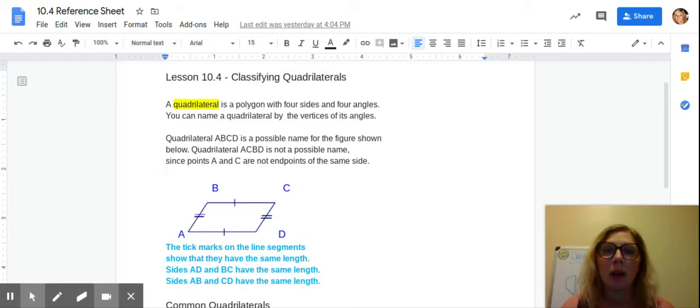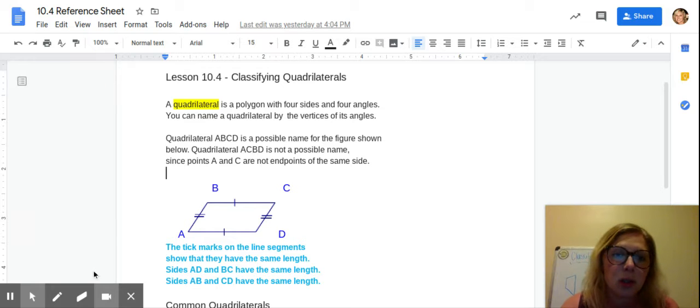Today we are going to be talking about classifying quadrilaterals. Now, the word quad means four, just like when we were talking triangles, tri means three. So triangles have three sides, three angles. Quadrilaterals, quad means four. So we're talking about polygons, shapes that have four sides and four angles. So let's take a look.